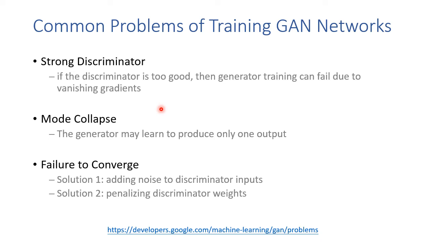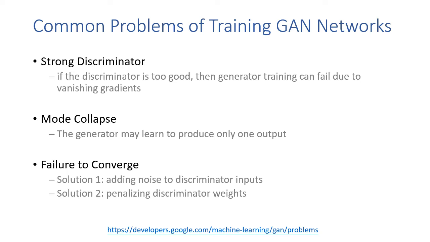The second problem is called mode collapse. The generator may learn to produce only one output. When the generator succeeds in cheating the discriminator once, then it will continue producing the same output. Okay, the third problem is failure to converge. It's very common because there is no guarantee of convergence in training GAN networks. So it's very difficult to train a good GAN network. Okay, the solution to the failure to converge is first, adding noise to discriminator outputs, and then penalizing discriminator weights. Those are some common problems of training GAN networks.